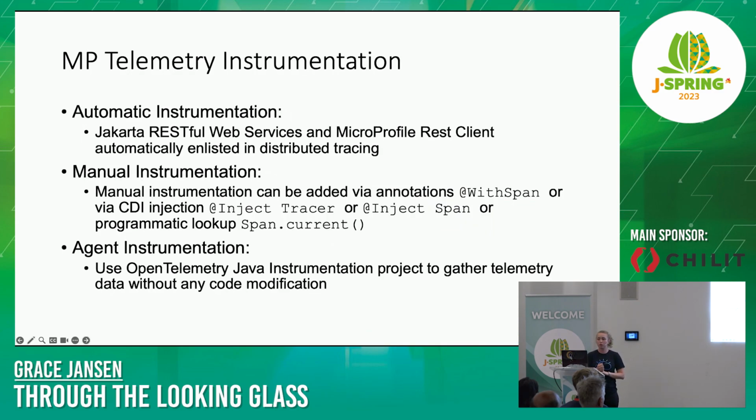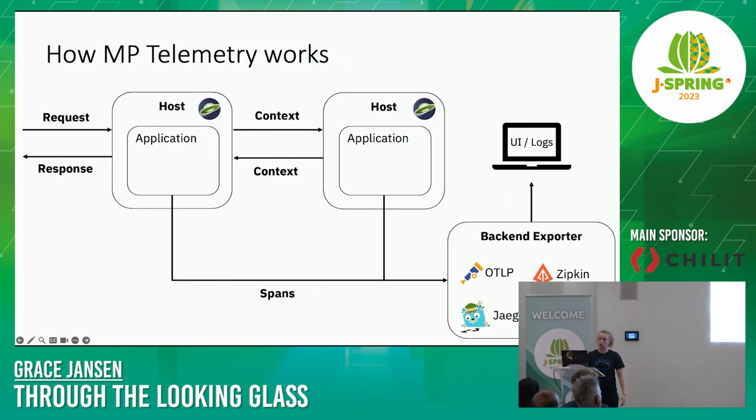There are 3 ways in which you can do this: automatic, manual, and agent. Automatic: if you're already using Jakarta REST or MicroProfile REST client, you can automate this straight away, so it's fairly straightforward and easy to do, and I'll showcase that in the demo. Manual: if you want to manually add traces, you can do this either with the @WithSpan annotation, or via CDI injection, if you're utilizing things like MicroProfile or Jakarta EE CDI. There's also agent instrumentation, which allows you to use OpenTelemetry Java instrumentation to gather that Java data without modification.